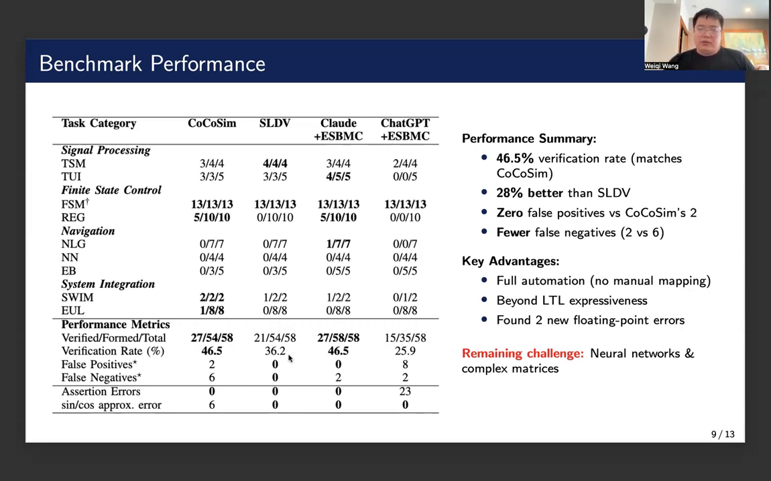We want to say our key advantage is that we have full automation, no manual mapping needed, and we can express more than LTL. You can look over here: we can express more and verify more properties. We found two new floating point errors that SLDV refused to answer and CoCoSim cannot. The remaining challenge is that we still cannot verify neural networks and complex matrices.